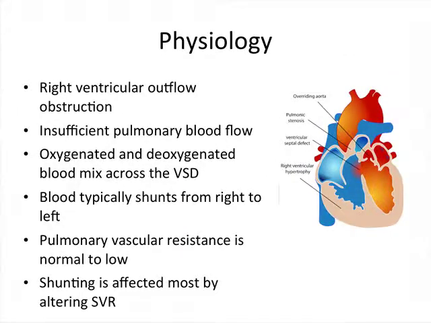The physiology of tetralogy of Fallot is complex, and the unrepaired patient is cyanotic. Due to the right ventricular outflow obstruction, there is insufficient pulmonary blood flow. Oxygenated and deoxygenated blood mix across the VSD, and blood typically shunts from right to left. Pulmonary vascular resistance is normal or low, and right to left shunting is unaffected by manipulation of the pulmonary vascular resistance. Shunting is affected instead by altering the systemic vascular resistance. Thus, increasing the systemic vascular resistance forces more blood through the pulmonary system, and it has an opportunity to then become oxygenated, and systemic hypoxemia decreases.